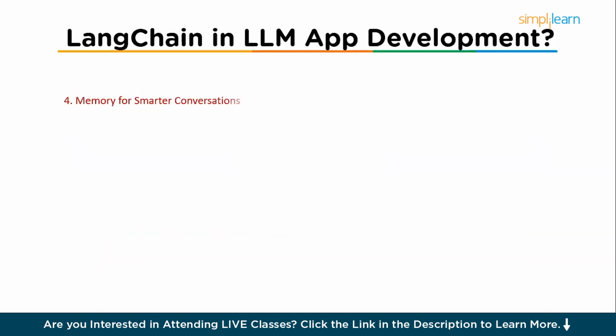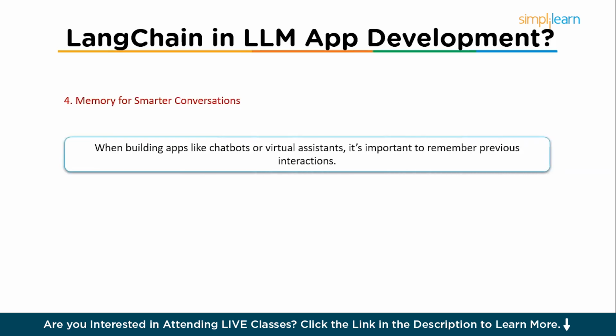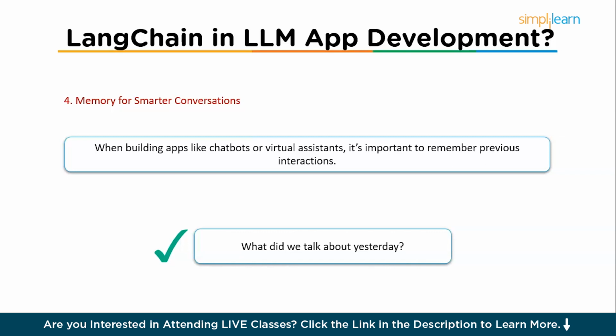Then we have memory for smarter conversations. When building apps like chatbots or virtual assistants, it's important to remember previous interactions. LangChain gives you the ability to add memory to your app. This means your LLM can remember what was said earlier and respond in a more context-aware way. For example, if you're chatting with a virtual assistant and ask, "What did we talk about yesterday?" the assistant can refer back to your earlier conversation, thanks to LangChain's memory.